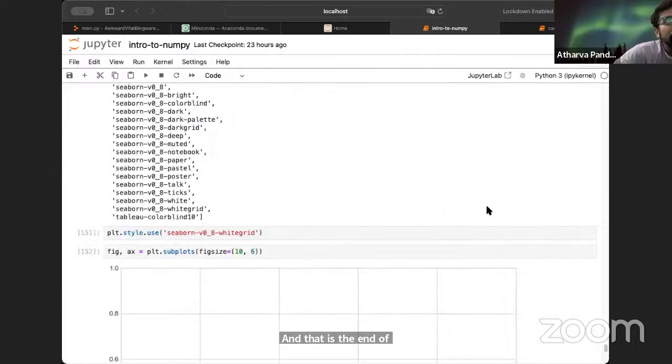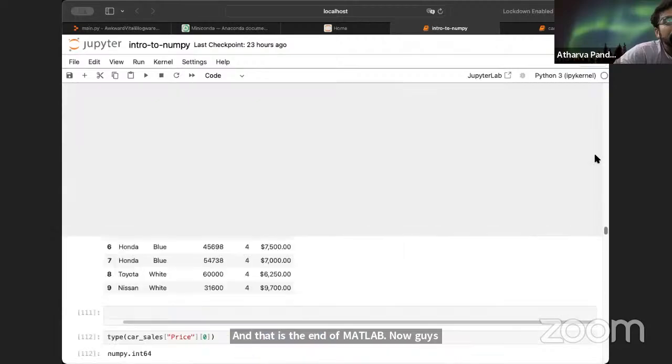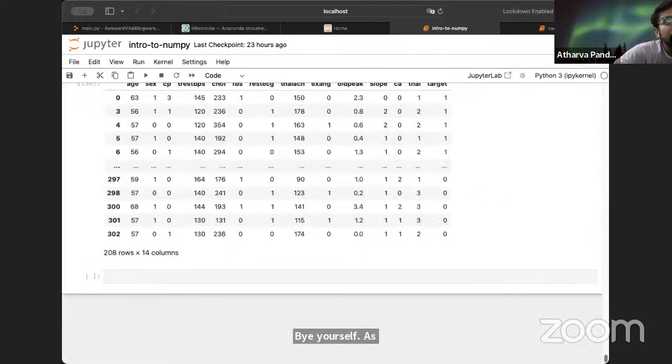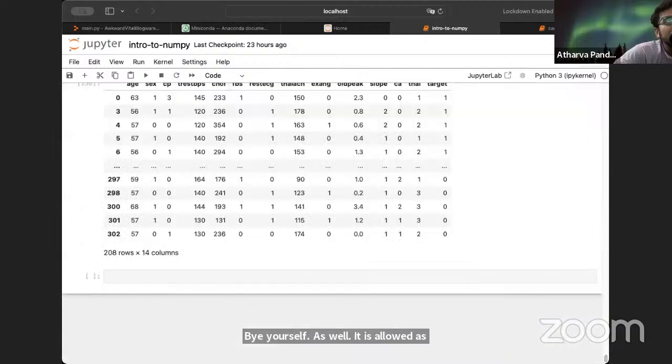Now, guys, you need to do all of this practice by yourself as well. It is a lot, as it seems. But you need to do this practice one by one by yourself. Okay, guys, yes, no? You guys will do it or not?